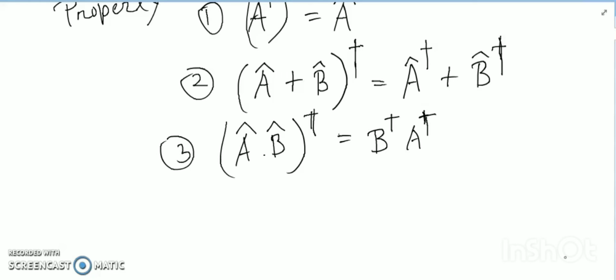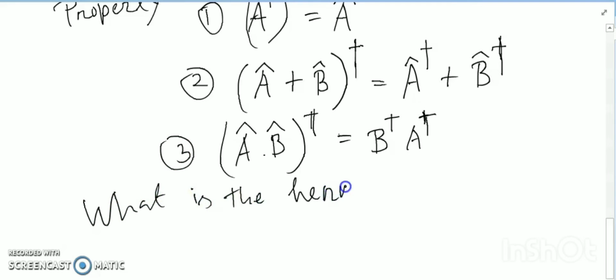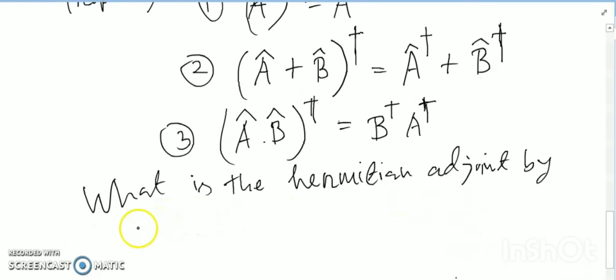What is the Hermitian adjoint of a scalar? We can set up an inner product with the scalar number as the operator, c dagger.